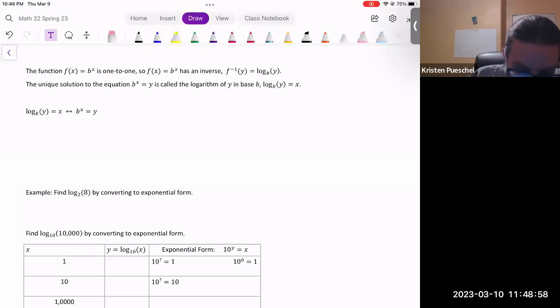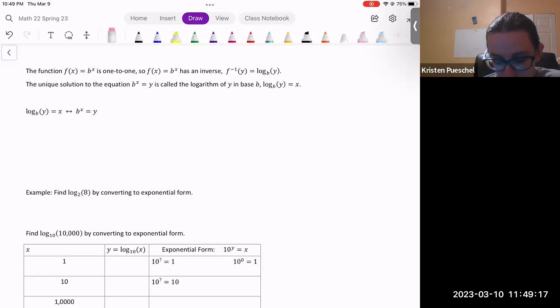Okay, so when we have a function f of x equals b to the x, this is going to be invertible because these functions are always increasing or always decreasing, so they don't repeat y values. So they always have inverses.